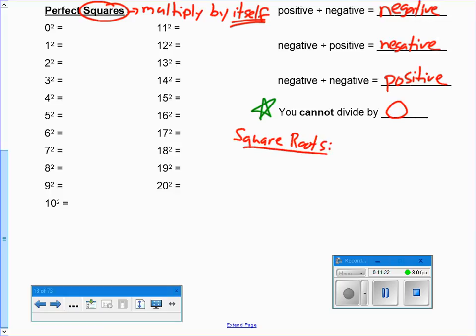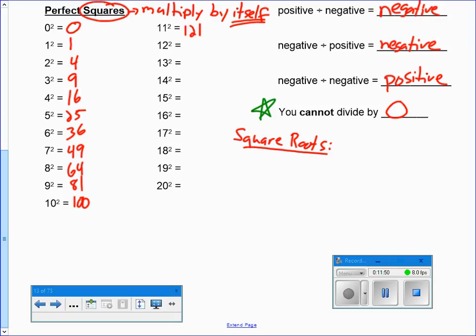So 0 squared, that's 0 times 0, which is 0. 1 squared is 1 times 1, which is 1. 2 squared, 2 times itself, 4. 3 squared is 3 times itself, 9. These are all on our calculator sheet, and we can see that on our times table. So 16, 25, 36, 49, 64, 81, 100. These over here you might have to work out by hand.